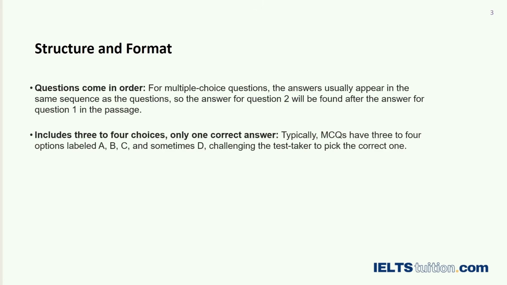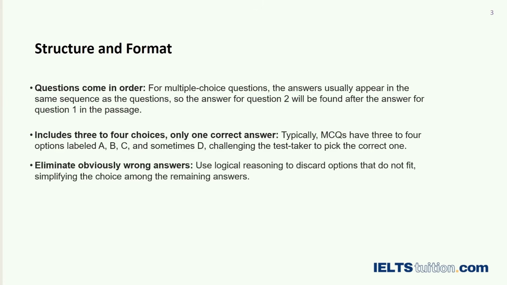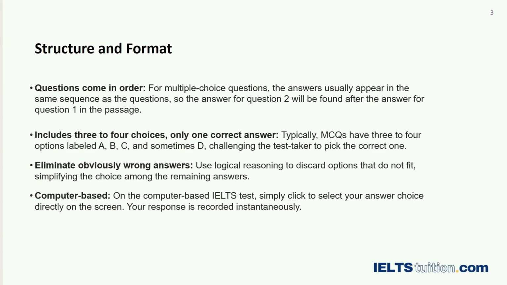Multiple choice questions in the IELTS usually present 3 to 4 options, labeled A, B, C, and sometimes D. Only one of these choices is correct, challenging you to use your comprehension skills to pick the right answer. A useful strategy here is to eliminate obviously incorrect answers. By using logical reasoning to rule out the options that clearly don't fit, you can narrow down your choices and make your decision easier. Now, let's talk about how you'll submit your answers.